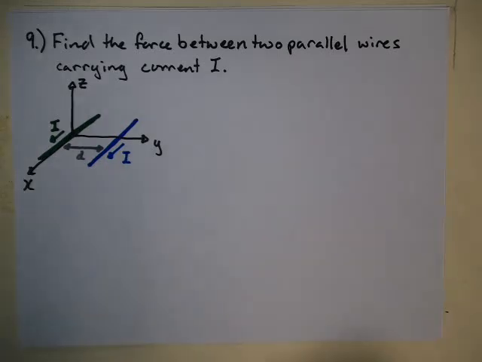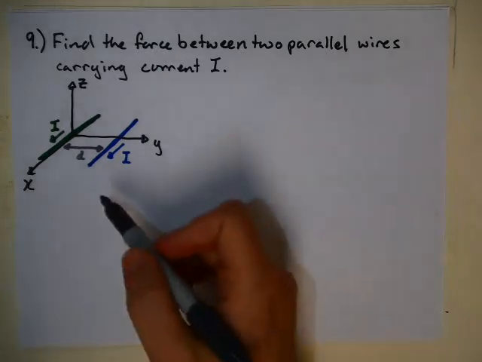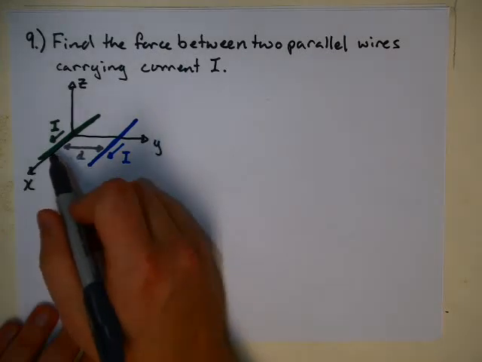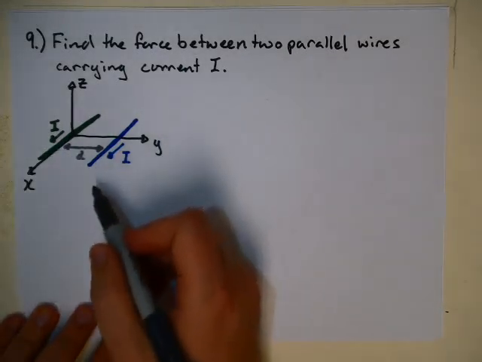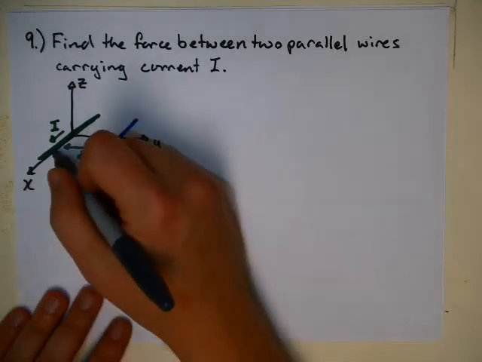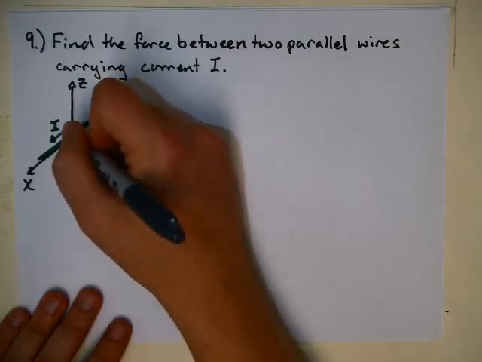Homework 2, problem 9. Find the force between two parallel wires, each carrying a current I in the same direction. To do this, we first need to find the magnetic field due to one of the wires, and then find the force from that magnetic field on the other wire. To find the magnetic field, we're going to use Ampere's law.